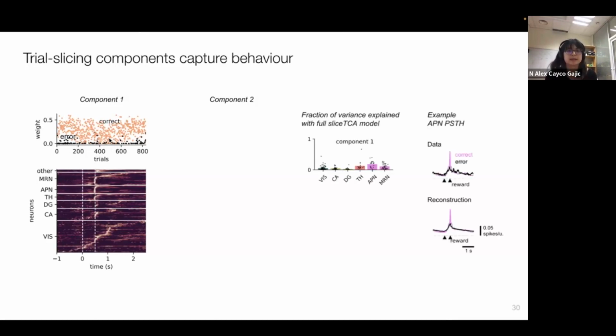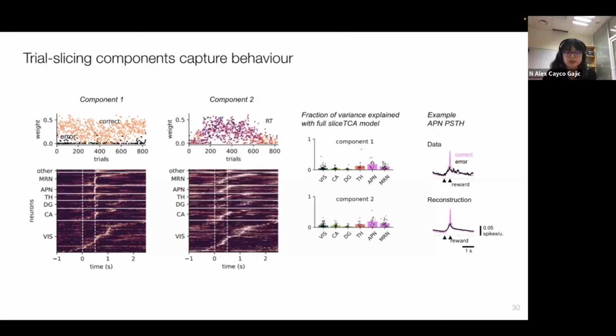So we were worried that this could be related to some artifacts of how we were warping the data. So we looked into the original PSTHs to see if we could find any examples. And we do see some. Here's an example from APN. There are PSTHs of single neurons that seem to have a very sharp activation at the time of reward only for correct trials, but not error. So that made us feel a little more confident that it's not some kind of spurious signal.